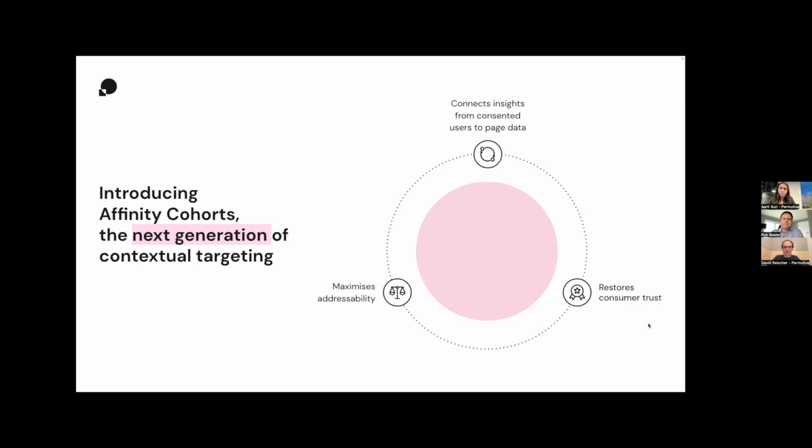What's really important here is that for affinity cohorts, no cookie IDs or user IDs at all are stored or processed. Instead, affinity cohorts calculate the affinity of an audience for a given URL. And that means publishers are therefore targeting pages rather than users, and it helps them to expand the reach when delivering relevant ads.